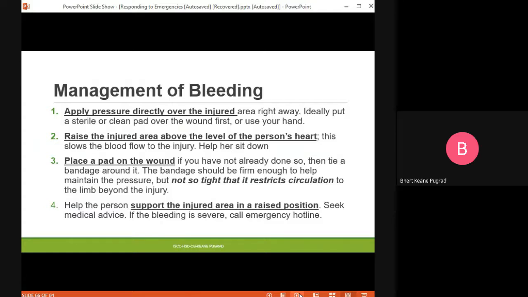Okay, but in applying bandage, it should be not too loose and not too tight to ensure the circulation of blood supply in the affected extremity or the affected area. So you also need to help the person support the injured area in a raised position. Like for example, paa or kamay, you need also to support, no? Pwede mong ipatong yung paa sa isang chair or yung stool or ipatong yung kamay sa table or chair. Okay, at least higher than the patient's heart.